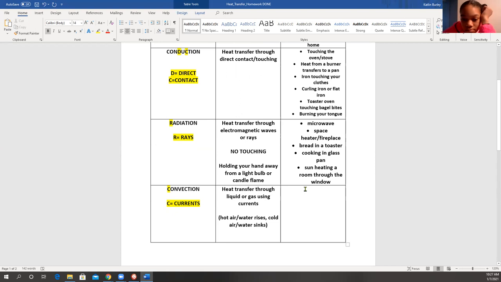All right, convection. This one is a little bit more difficult, but think about the currents here. What is the one that I used when I made hot chocolate? Mazzy? Okay, so the steam from your hot chocolate. How did I make the hot chocolate, Ayana? Boiling water. Because that is the primo example, and I wish that mine was clear so we could watch it.